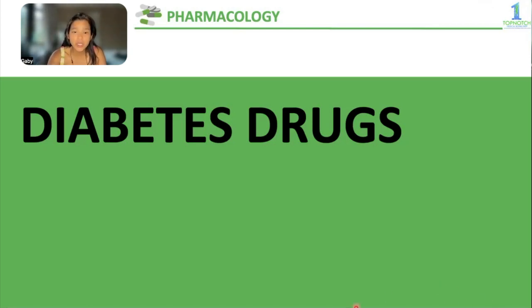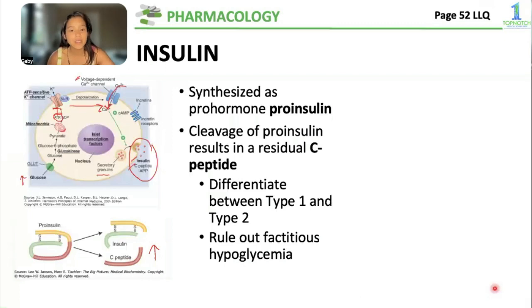So to understand the drugs used in the treatment of diabetes, we have to discuss the ever-important insulin. Remember, it is synthesized as a pro-hormone. Ibig sabihin, when it comes out of your pancreatic cells, it's a pro-insulin. And it is only via cleavage of the C-peptide that we get the active form of insulin.